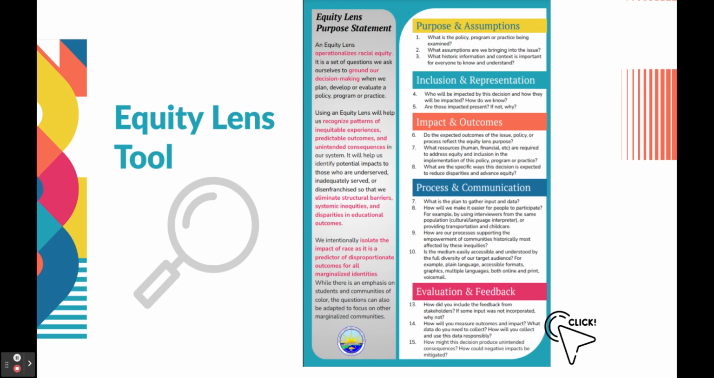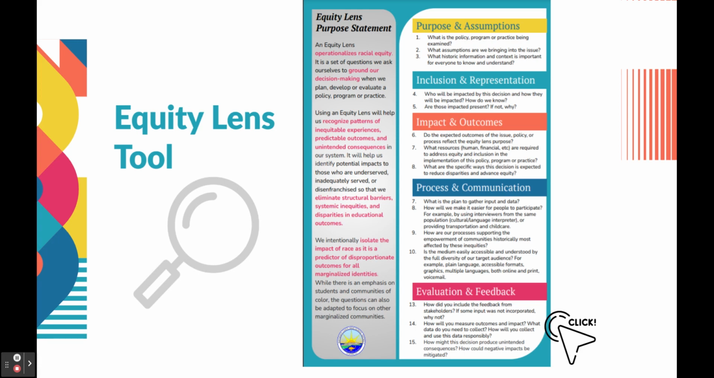The second paragraph calls out our duty to identify patterns of inequity and dismantle the structural barriers, systemic inequities, and disparities in educational outcomes. Lastly, the third paragraph reminds us to isolate the impact of race as we answer these 15 questions. We are intentionally calling out race as it has been one of the strongest and most consistent predictors of disproportionate outcomes. We will look at these questions in more depth when I show the example, but I would like to point out that these sets of questions are divided into 5 sections.